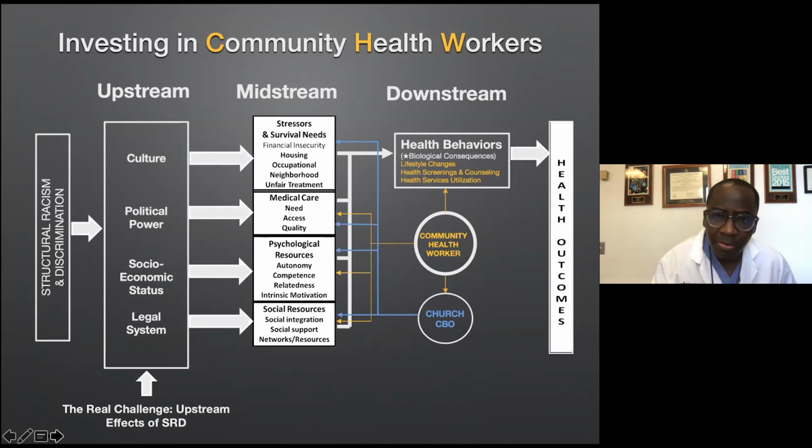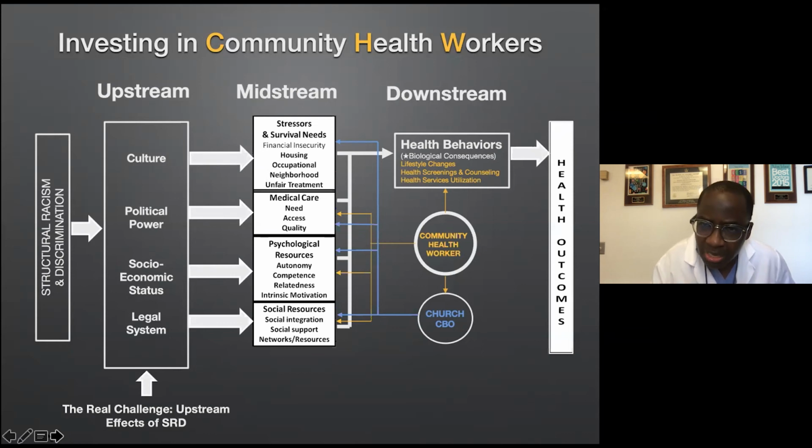I just want to end by saying that these upstream factors are the real challenge and where we really need to focus our efforts, in terms of dismantling structural racism. But there are things that we can do at the local level through community engagement, through working closely with community health workers, investing in community health workers, investing in our community-based organizations, because these organizations can not only help mitigate some of the health behaviors at the downstream levels, but they can also help address some of the midstream issues with regards to access to medical care, with regards to some of the physiological resources, and with regards to some of the social support services and resources that are needed.